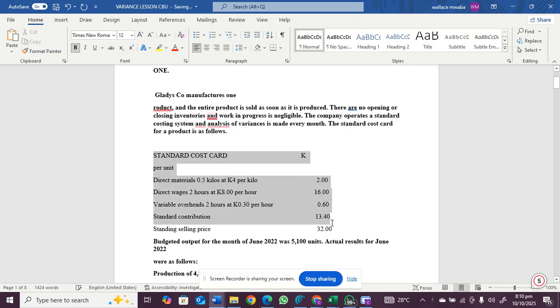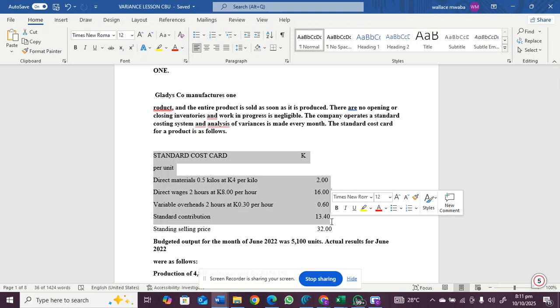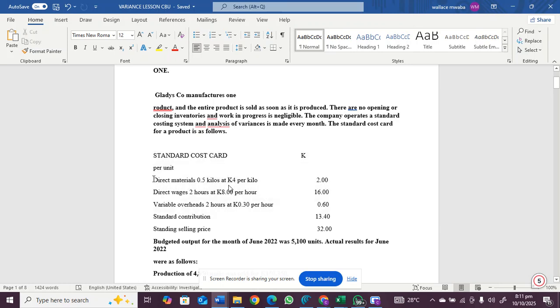So this standard cost card is just telling us the details of what is needed whenever we're producing each unit of the good we're selling. They haven't specified which good is being sold. But whenever we produce one unit of this good, this is everything that's needed to produce it, and the prices.